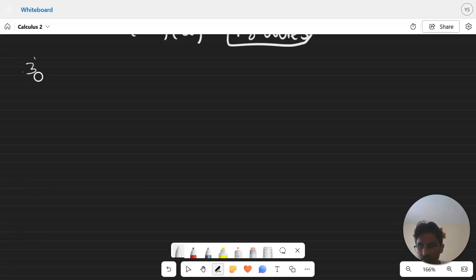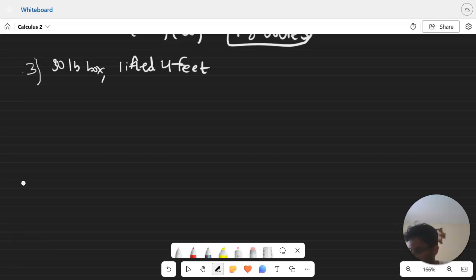Now let's have a look at another one of the problems. So a 30 lb box lifted how many feet? 4 feet. Okay, and they've asked us to find the work.